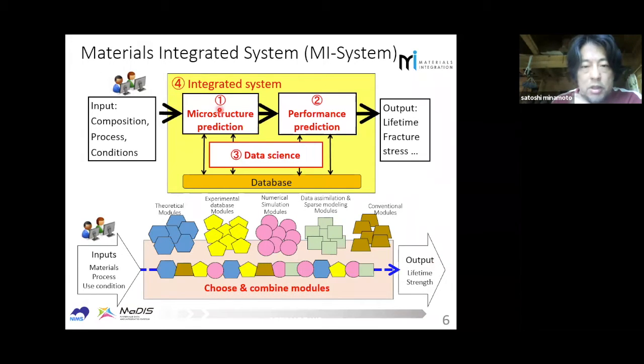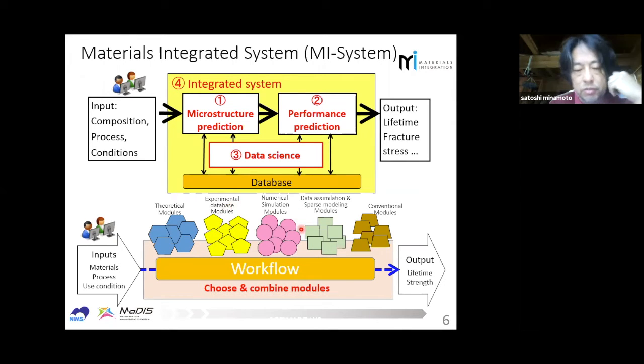So these are the four teams, and of course we have databases collected from experiments. We made a system to connect many modules, theoretical modules or experimental data, or some other, for example, commercial software or in-house software, as a workflow.